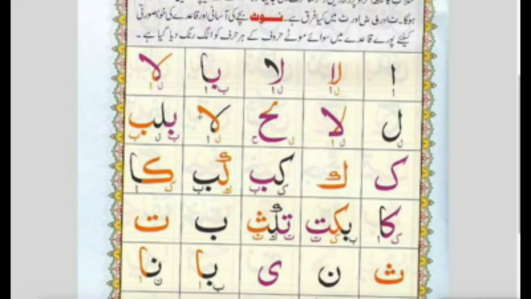Next letter is Lam, Alif. The orange letter is Lam, and the black letter is Alif. One dot in the bottom is Ba. The black letter is Lam, and this letter is Ba.